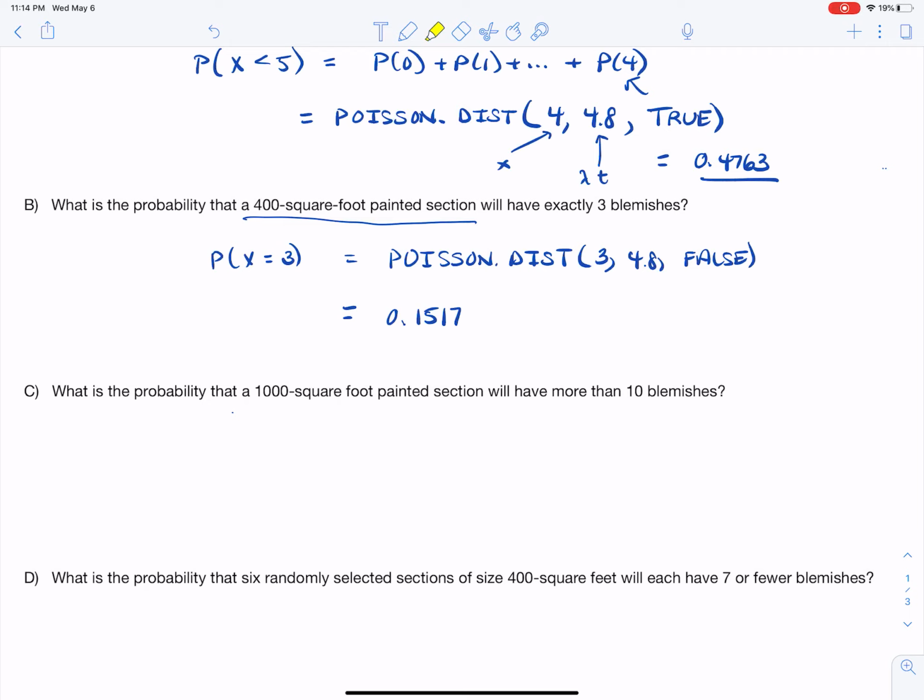Okay. Now here is where the fun begins. We're going to switch up the mean rate. We're going to look at a 1,000 square foot painted section. And we want the probability of having more than 10 blemishes. So to find the new mean rate, let's just do a little calculation off to the side here. We know that it's 4.8 blemishes per 400 square feet. So we want to know how many it is per 1,000 square feet. So that means that our mean rate is 4.8 over 400 times 1,000, which comes out to be 12. So we're going to use that as our mean rate now.